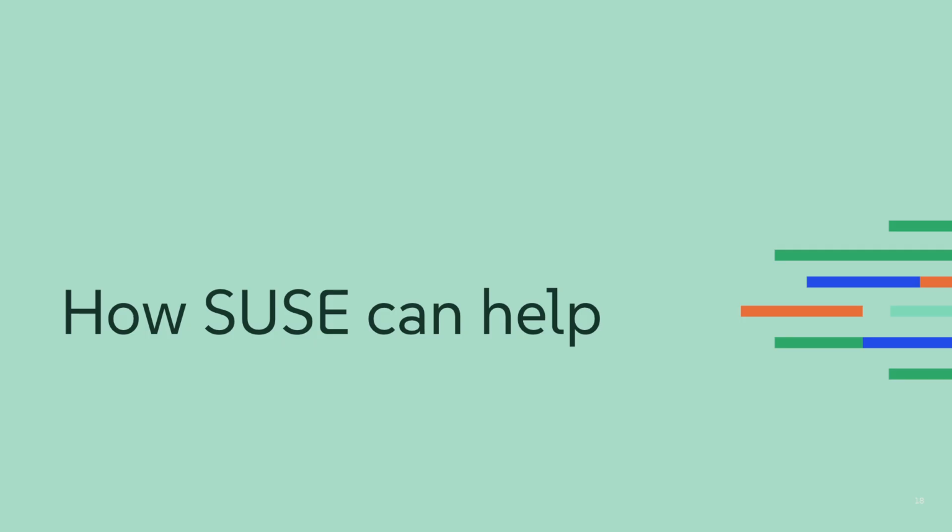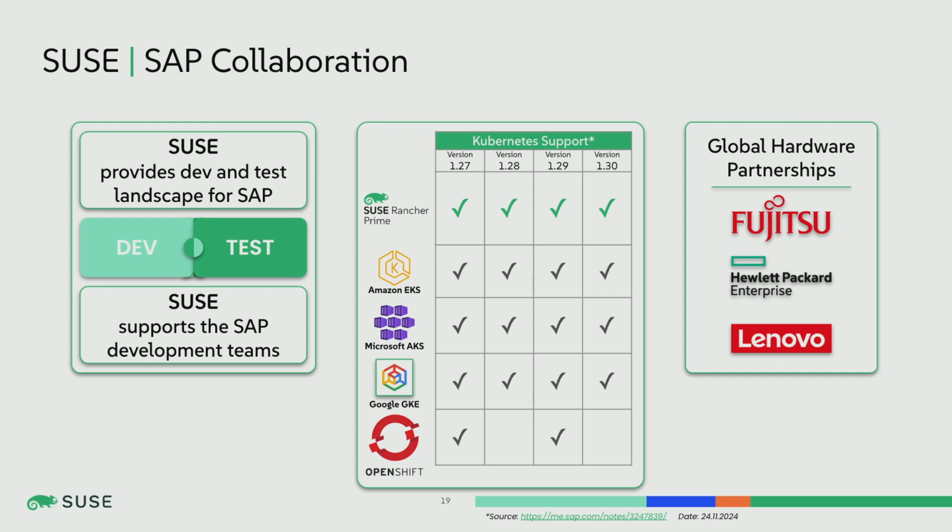Where SUSE can help. So SUSE and SAP have a strong relationship. We have worked over 25 years together, starting with the Linux way, now also on the Kubernetes way, and we also have a strong relationship with our hardware vendors, which we are building in Waldorf test systems for the developers and for testing. And SAP validates the Kubernetes version.